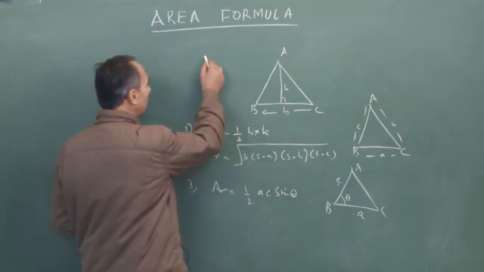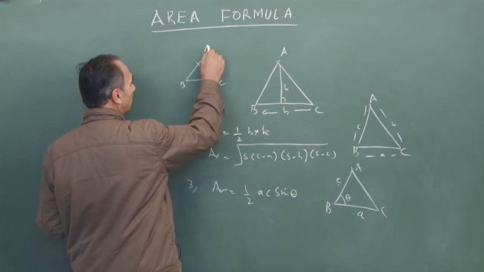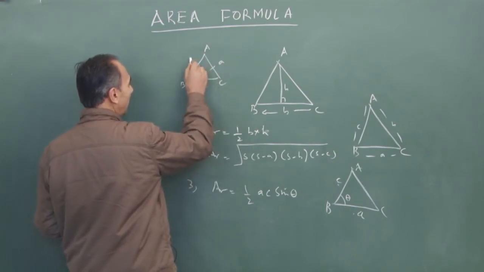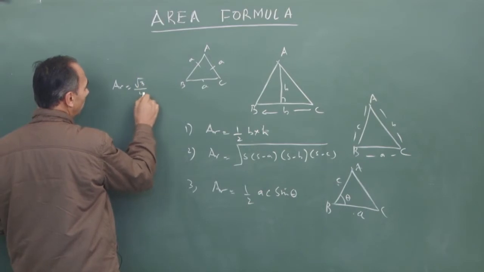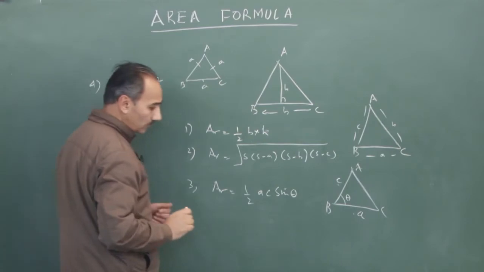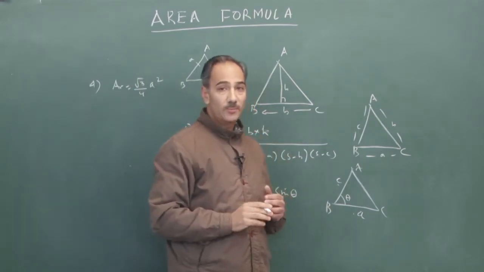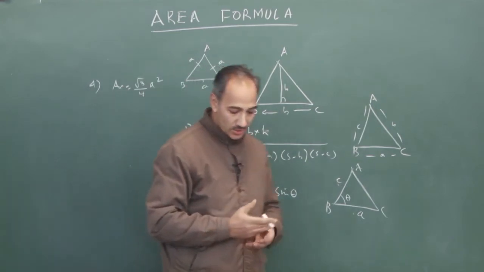But if you have an equilateral triangle, like if I have A, B, C, an equilateral triangle, and I take all three sides as a, then the area of this triangle would be √3/4 into side squared. So this is your formula number 4. That means till date you have been working with these 4 formulae as far as the area of a triangle is concerned.